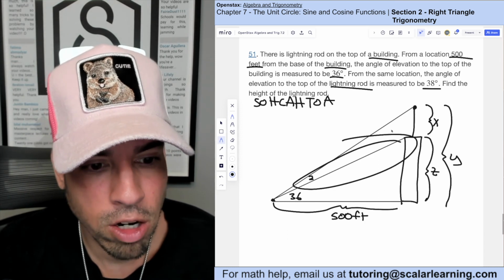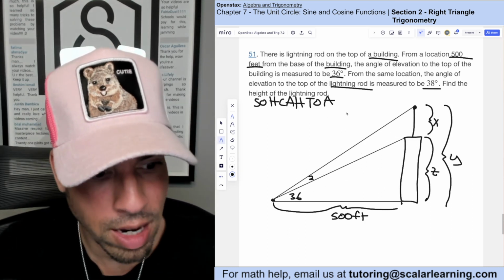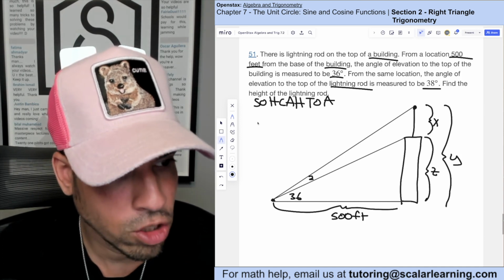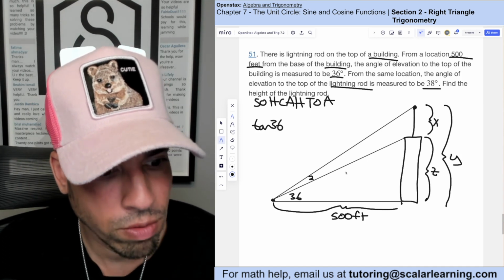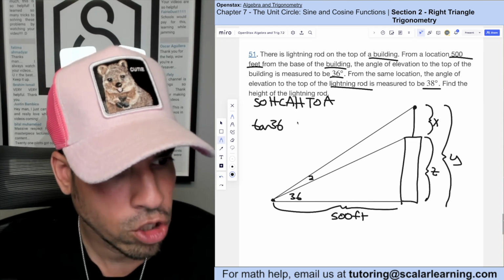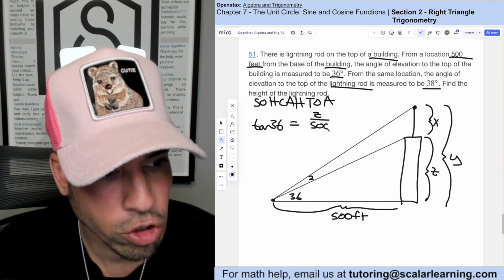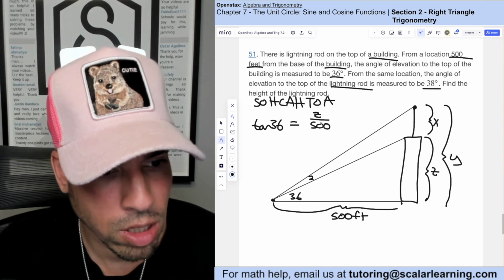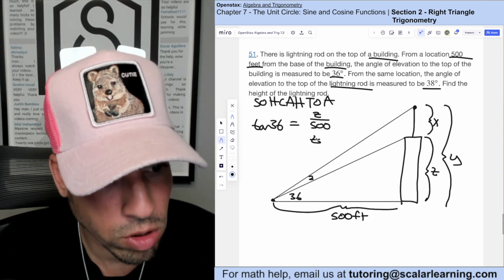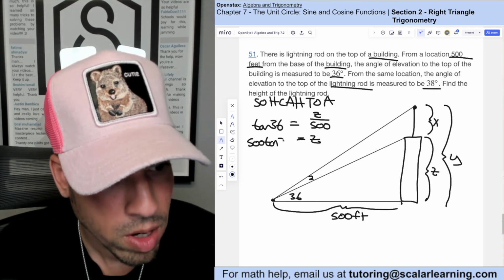Again, I don't really care about these hypotenuses, so sine and cosine probably aren't the right functions. Tangent makes a lot of sense. So start with tangent of 36. Tangent of 36 equals opposite over adjacent. So tangent of 36 equals z over 500. And to solve for z, we're just going to isolate by multiplying both sides by 500. So now I know that z equals 500 times tangent of 36.